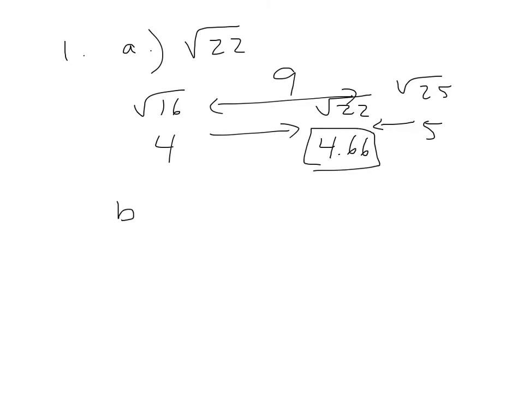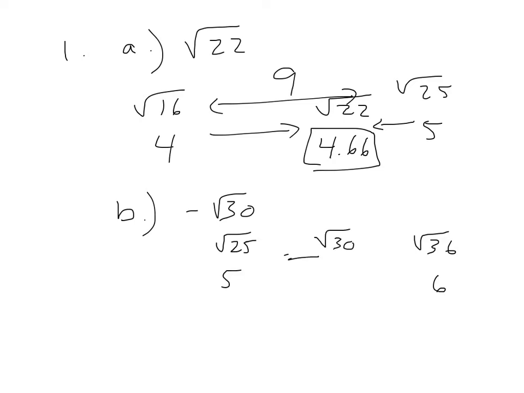Okay, for B, you've got square root 30, negative. Again, let's see what we know. What we know is the square root of 36 is 6, and we know the square root of 25 is 5. About halfway in between, but closer to 25, is the square root of 30. Okay, so how about 5.4-ish? But remember, it's negative. So we're looking at about 5.4 negative.